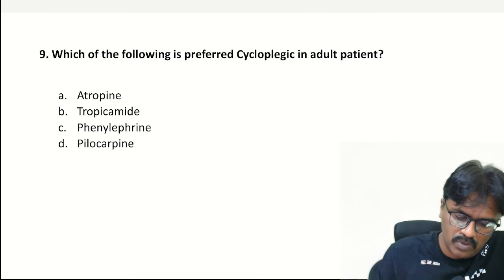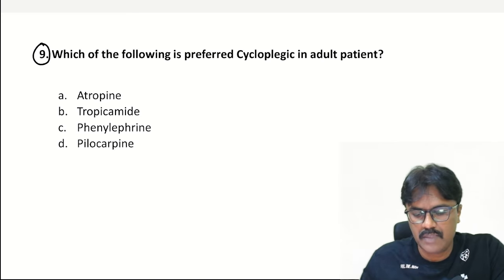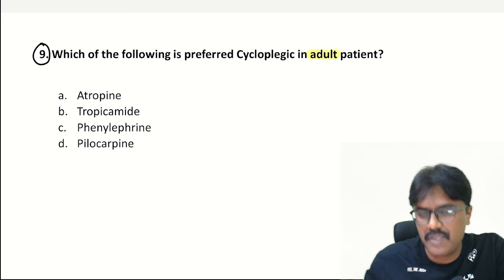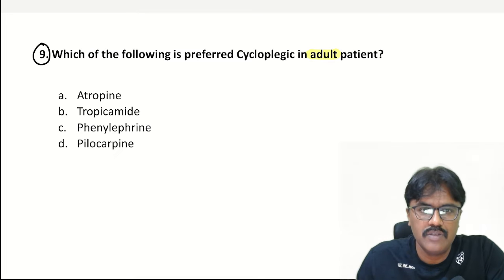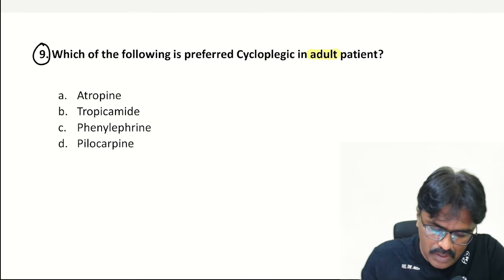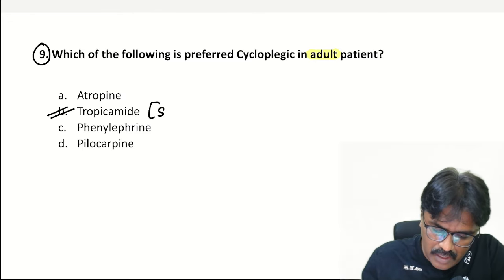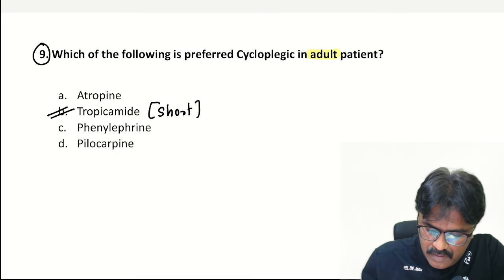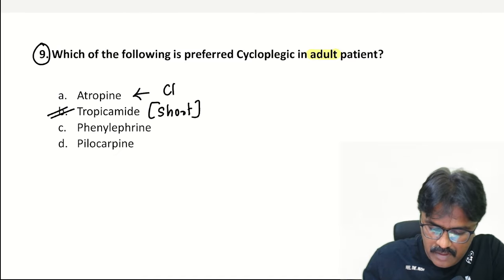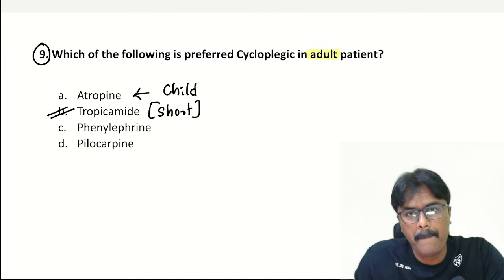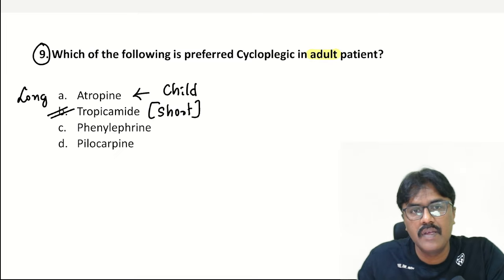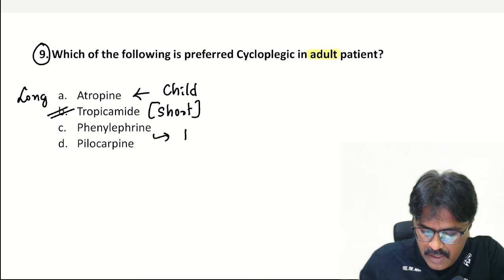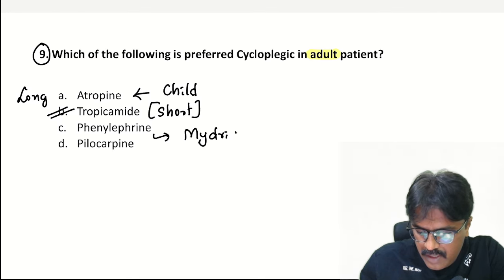Okay, sir. Let us move to the next question. Which of the following is a preferred cycloplegic in an adult patient? Cycloplegia is required for refractive error testing. So the preferred one in an adult patient is tropicamide because it's the shortest acting cycloplegic. But in children, the preferred one is atropine, and atropine is the longest acting cycloplegic. Phenylephrine is a mydriatic and we call it an active mydriatic. And pilocarpine is a miotic.